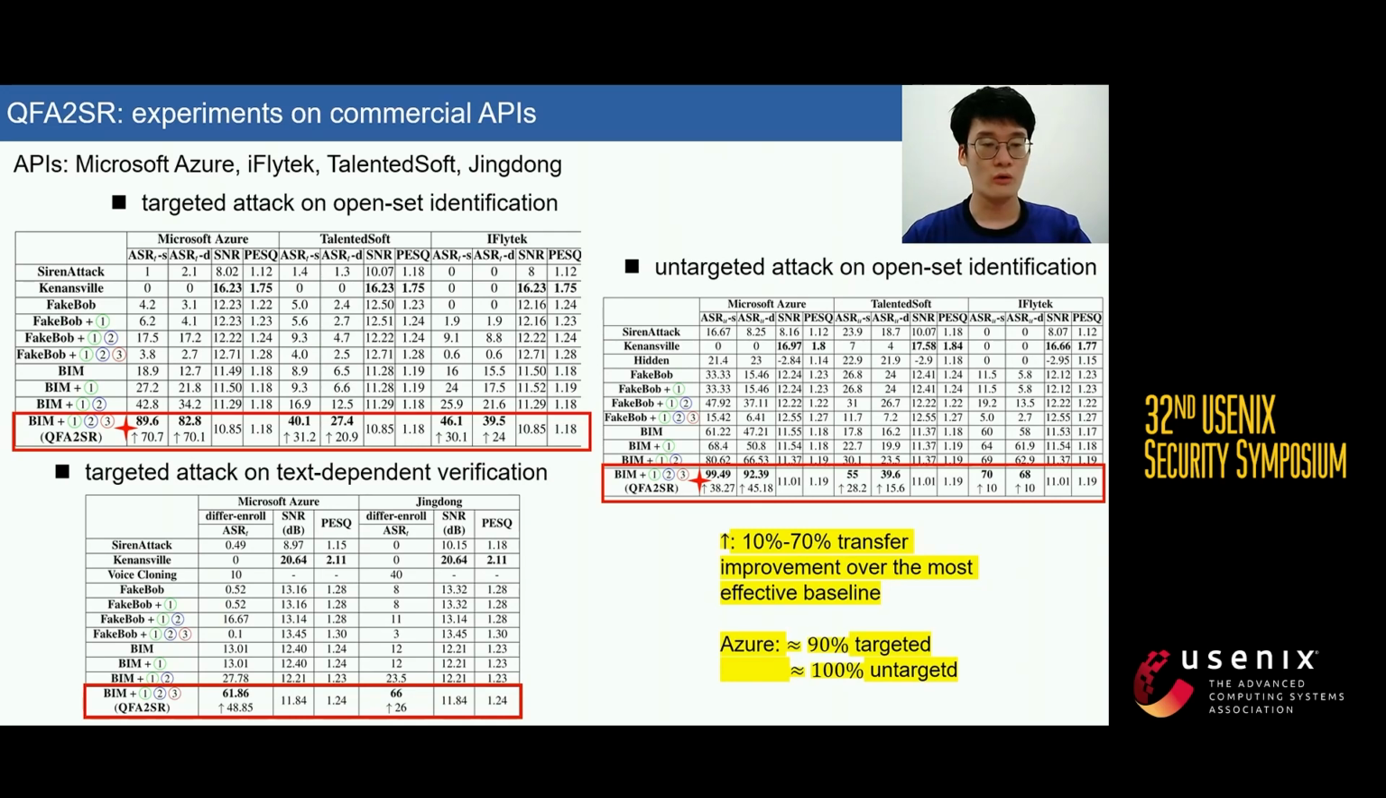Finally, let's put all three methods together and evaluate our attack against commercial systems. We first consider commercial APIs, including Microsoft Azure, iFlytek, TalentedSoft, and Jingdong. Compared to the most effective baseline attack, our attack QFA2SR can improve the transfer attack success rate by 10% to 70%. Especially, our attack can achieve nearly 90% targeted and nearly 100% untargeted transfer attack success rate against Microsoft Azure.